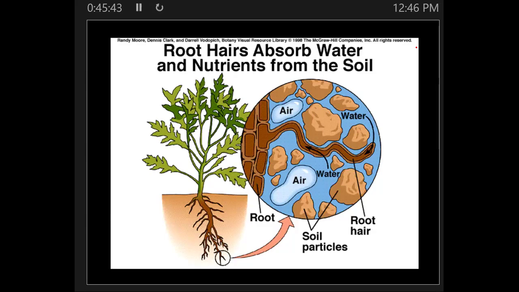We have to think about what water is doing in the soil, and then how the plant creates a situation, so to speak, where it can take up that water from the soil environment and use it.